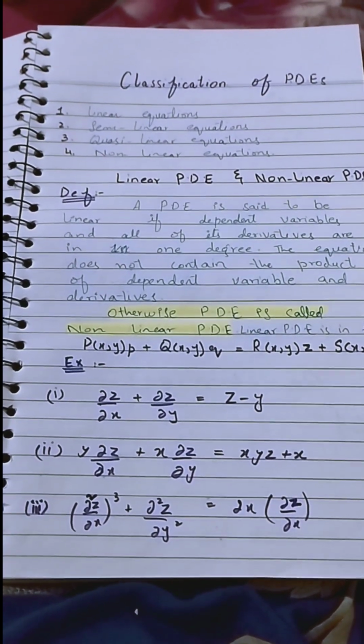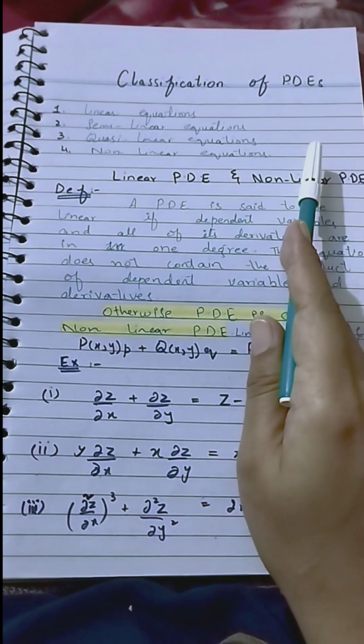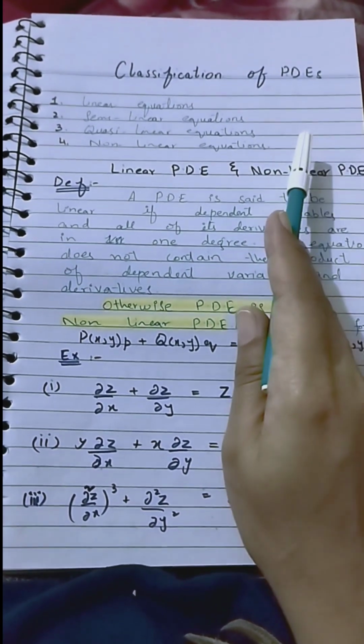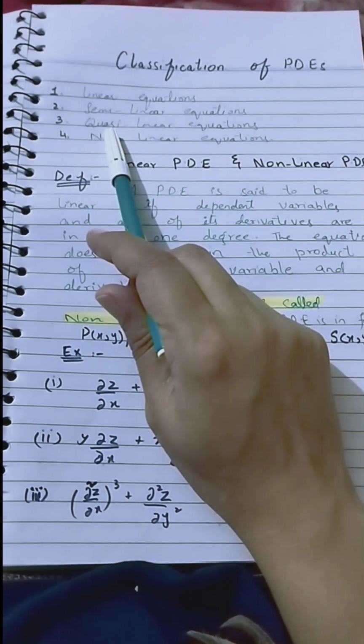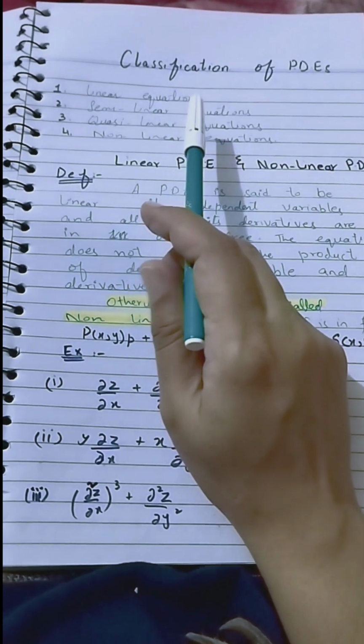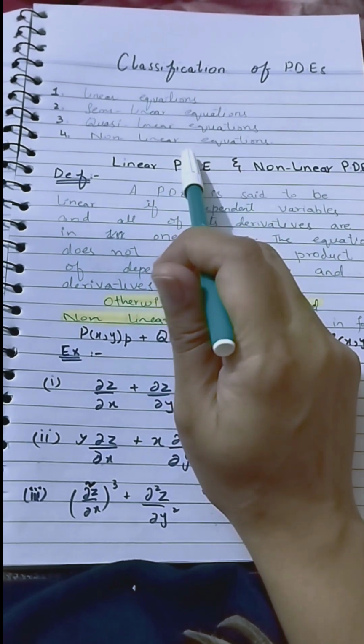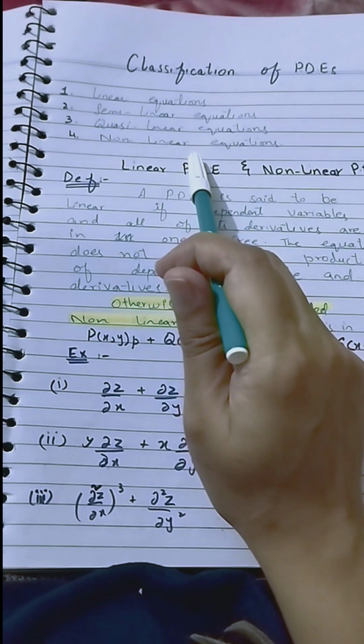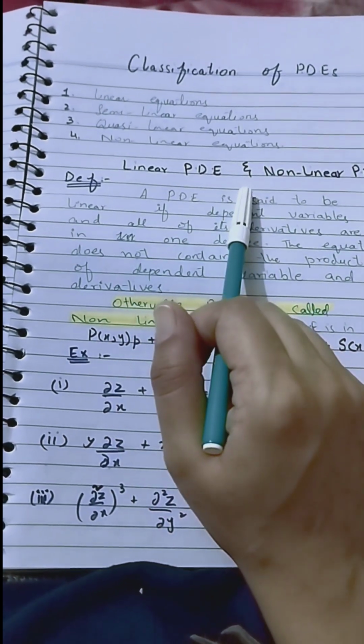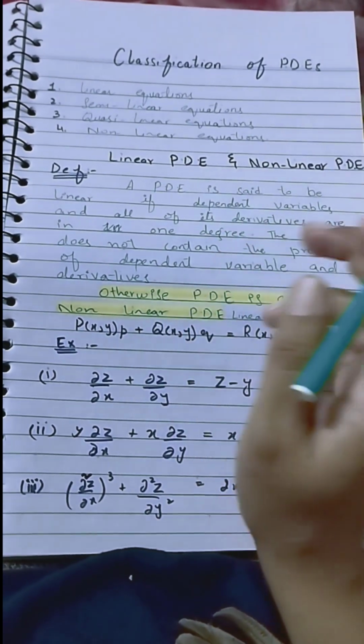Bismillahirrahmanirrahim. Today we'll discuss the classification of partial differential equations. Partial differential equations are classified as linear, semi-linear, quasi-linear and non-linear partial differential equations. First, let's see linear partial differential equations and non-linear partial differential equations.